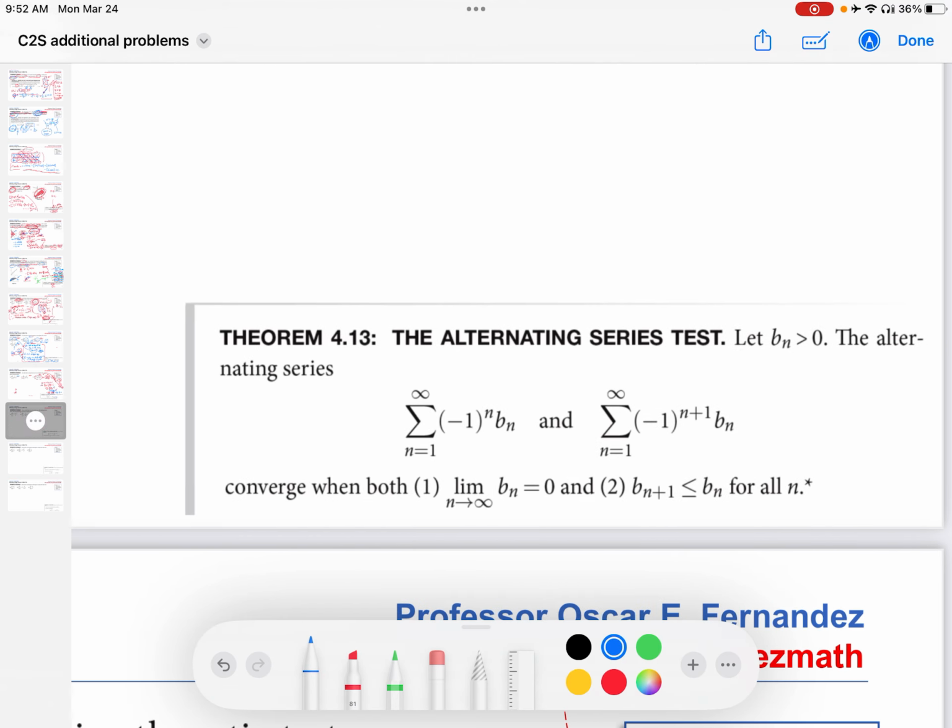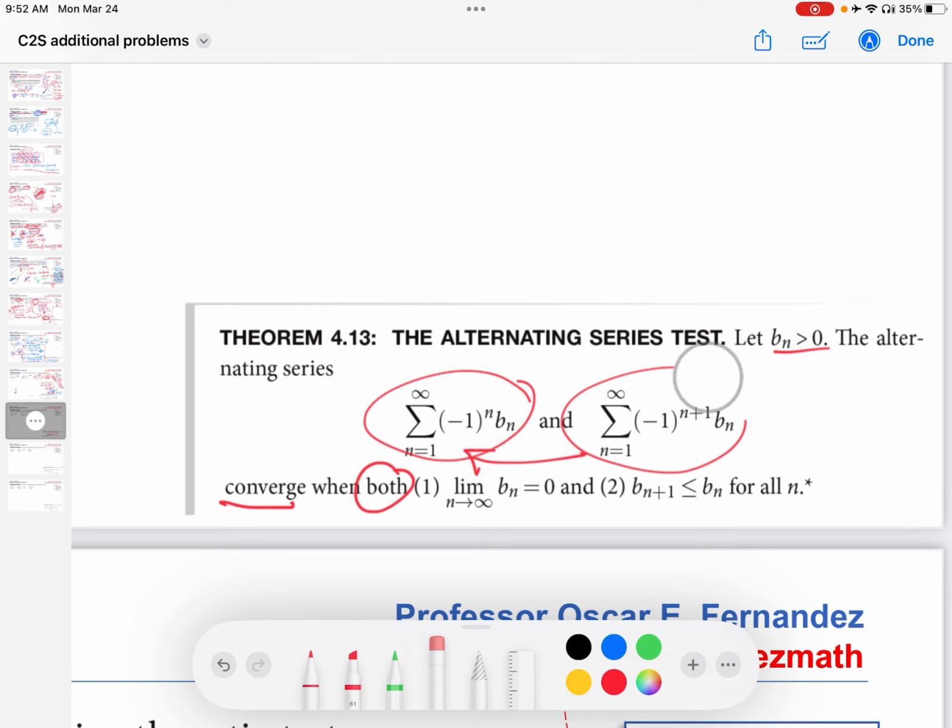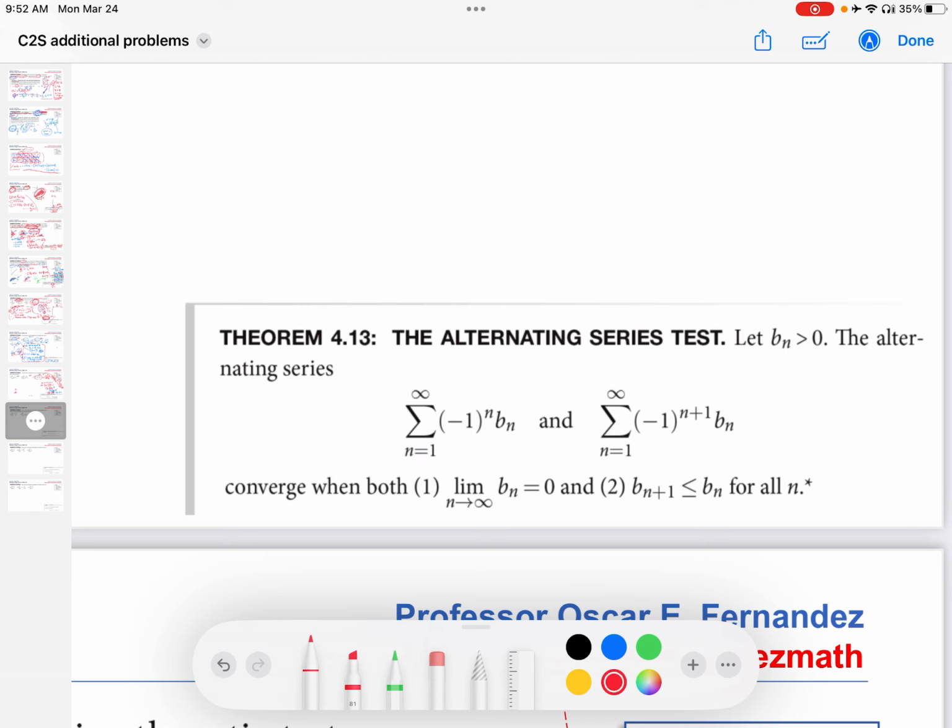So here's the alternating series test, theorem 4.13 in the book. It says if I have an alternating series, where b sub n is positive, or any one of these alternating series, it will converge when both of the following things are true. So what are the two requirements? Number one, the b sub n's have to go to 0. That's a fairly easy thing to check. It's just the limit. Number two, b sub n plus 1 has to be less than or equal to b sub n.